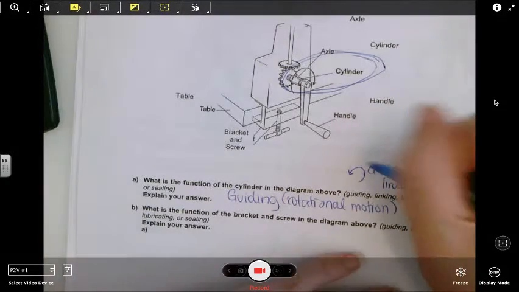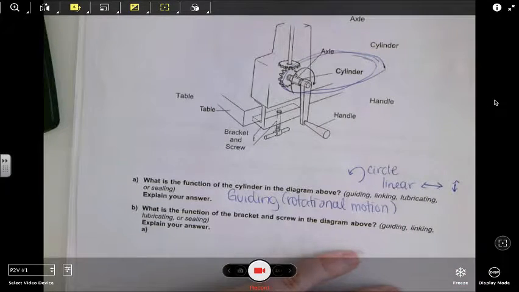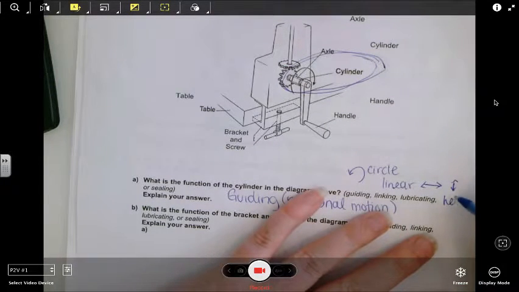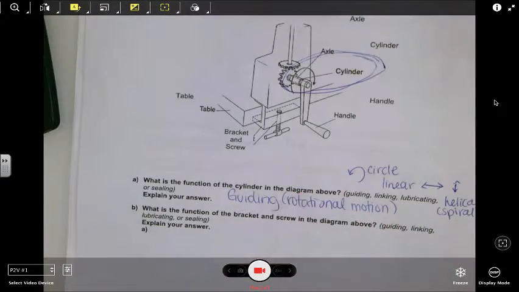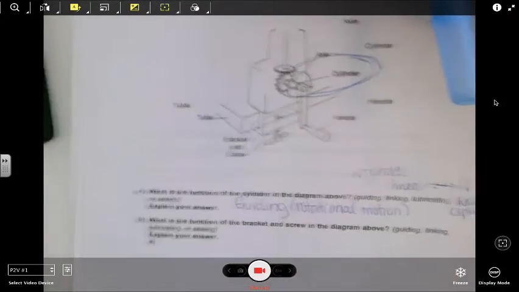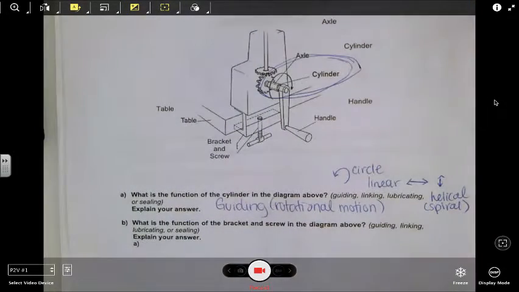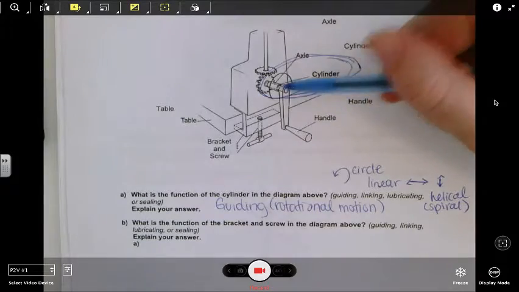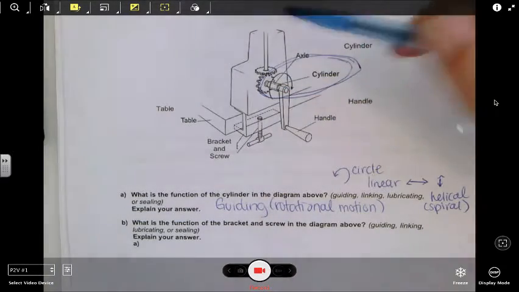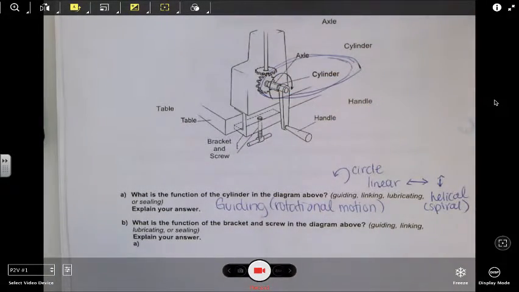So this is rotation, linear, translation, and then the third one that we talked about is called helical, and this is the one that's a spiral. That's when you have like a screw that's spinning or something like that. It's rotational motion, but if you're going to explain your answer, you would have to say that when you turn the handle, the cylinder is guiding the direction of what's turning inside. Just explain that in however way you want to.